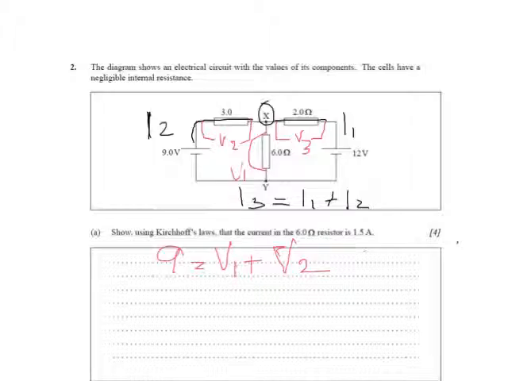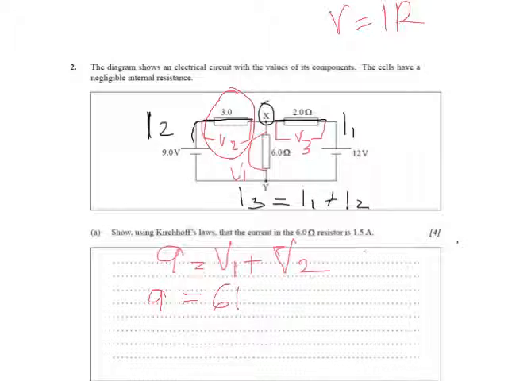Okay, but we need to demonstrate that in terms of current and resistance. V equals IR. So if you substitute those values in for V2 and V1, we would have 9 equals 6 I1 plus 3 I2. Okay, so that's our second equation.